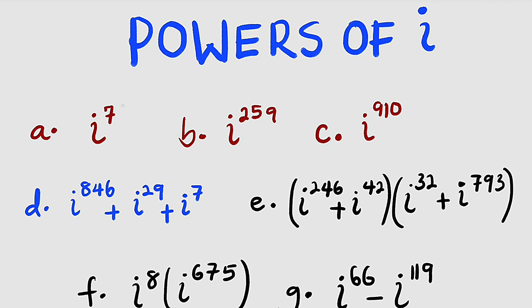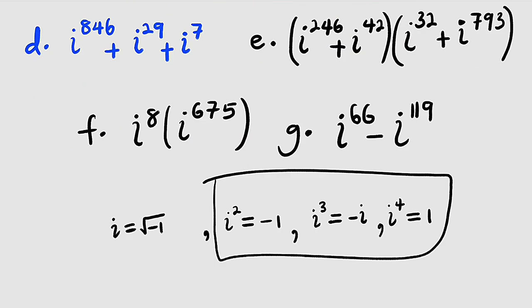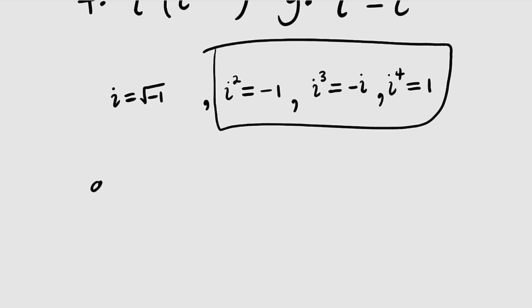The first problem here is i to the seventh power. How can we evaluate i to the seventh power? The last statement here is very much essential because we have seen that i to the fourth power is equal to 1 and all multiples of 4. So how many 4s can we get here? We can only get a single 4.